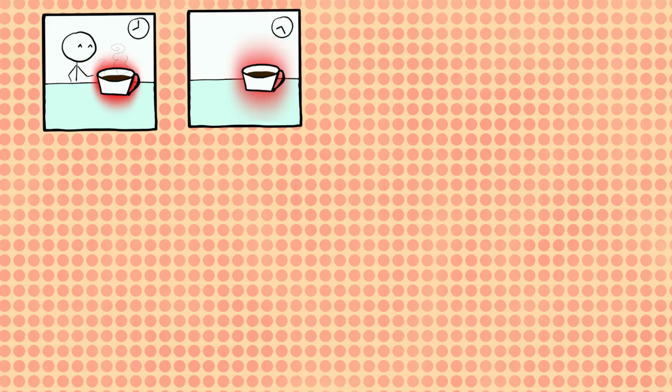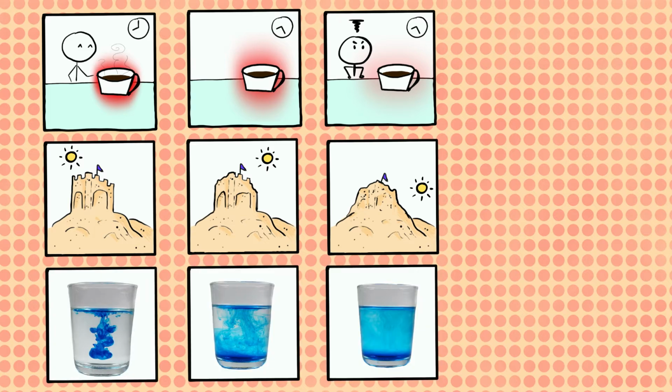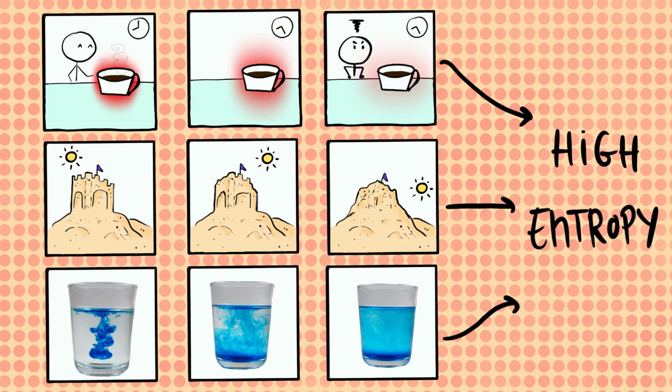Coffee cools down if left in a room. Sandcastles crumble. Ink mixes with water. All these processes happen in this particular order and not the other way around. They all seem to follow a route towards disorder and higher entropy states.